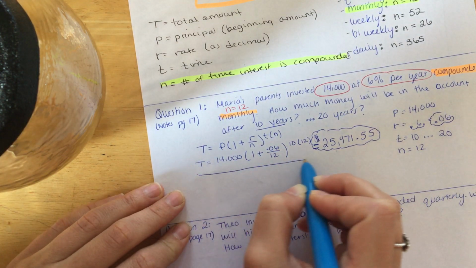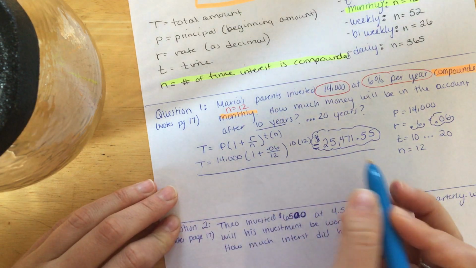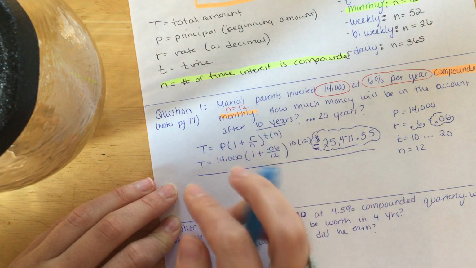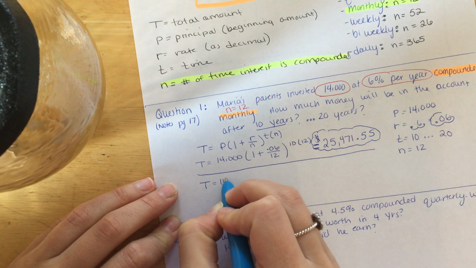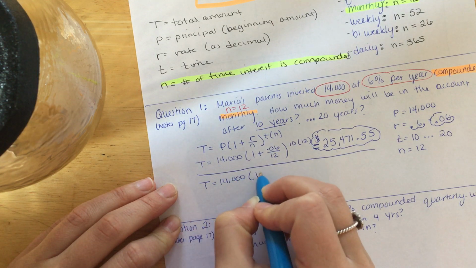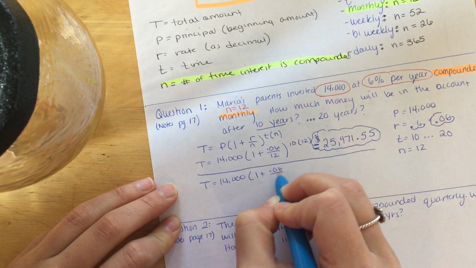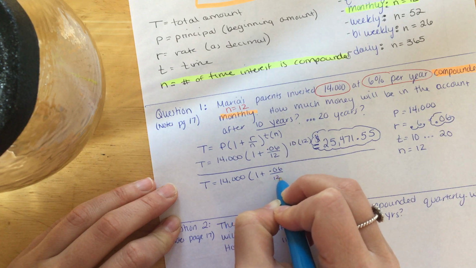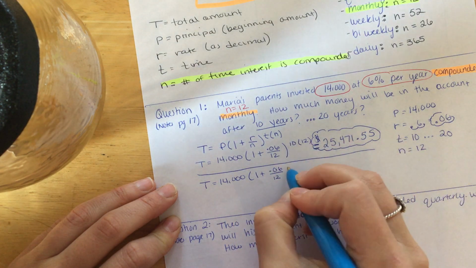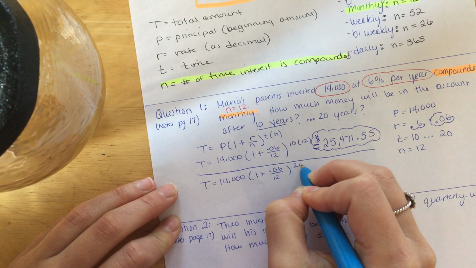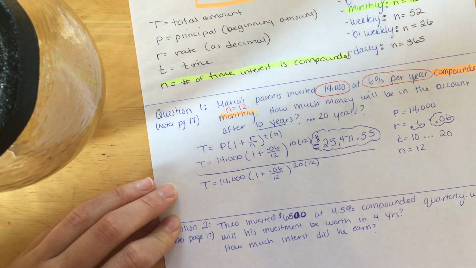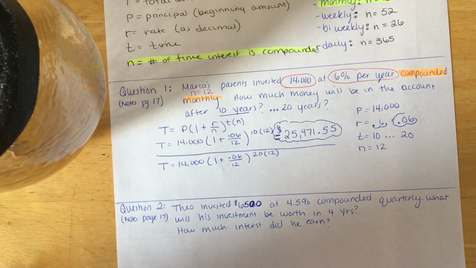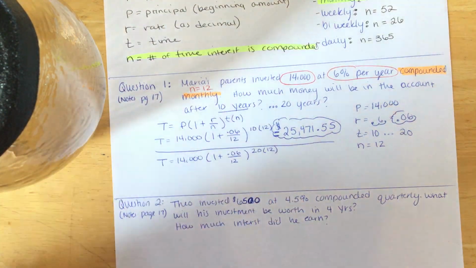Okay, after 20 years, I'm going to draw a line here. I'm not going to rewrite the equation. I'm just going to go T equals 14,000 times 1 plus, your rate is the same. Your monthly is the same, so over 12 times, I'm now doing 20 years times 12. Okay? And now I'm putting that in my calculator.